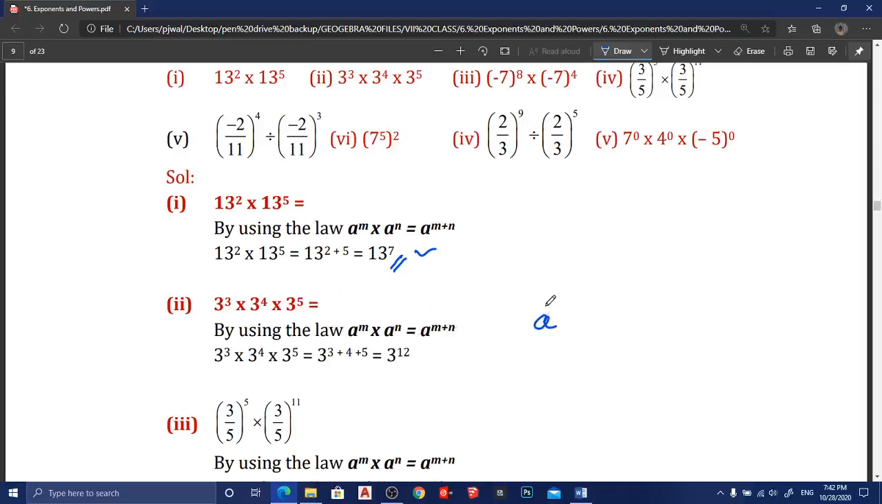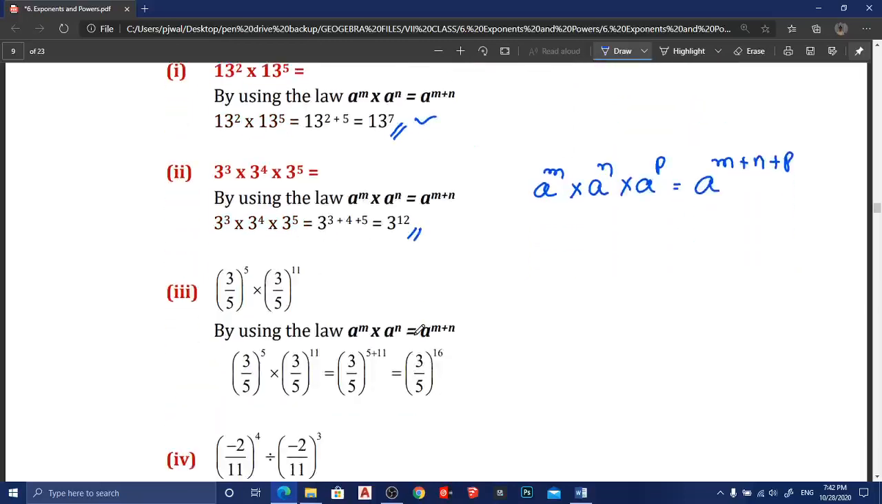How can I write it in the form of more than 2 numbers? a to the power of m into a to the power of n into a to the power of p. So a to the power of m plus n plus p. So like this, 3 to the power of 3 plus 4 plus 5 you can take. Add all the powers. 3 plus 4 is 7, 7 plus 5 is 12. So 3 to the power of 12 is the answer. By adding all these powers, you can write 3 to the power of 12.